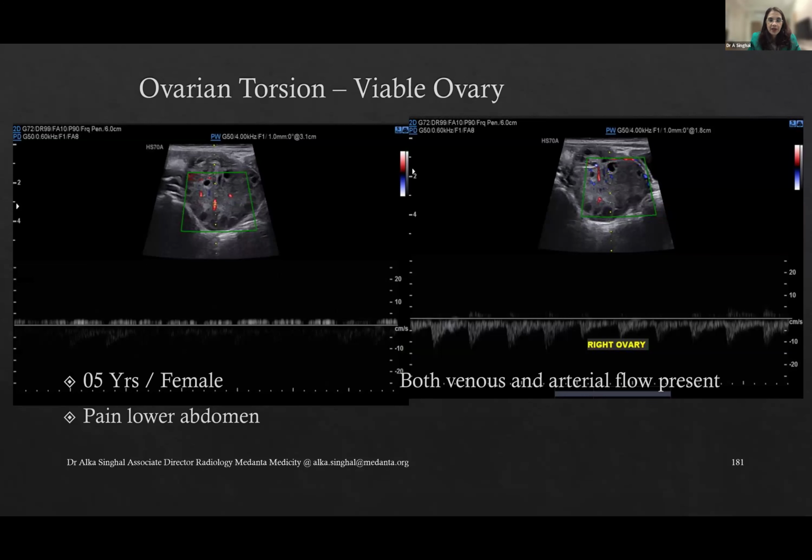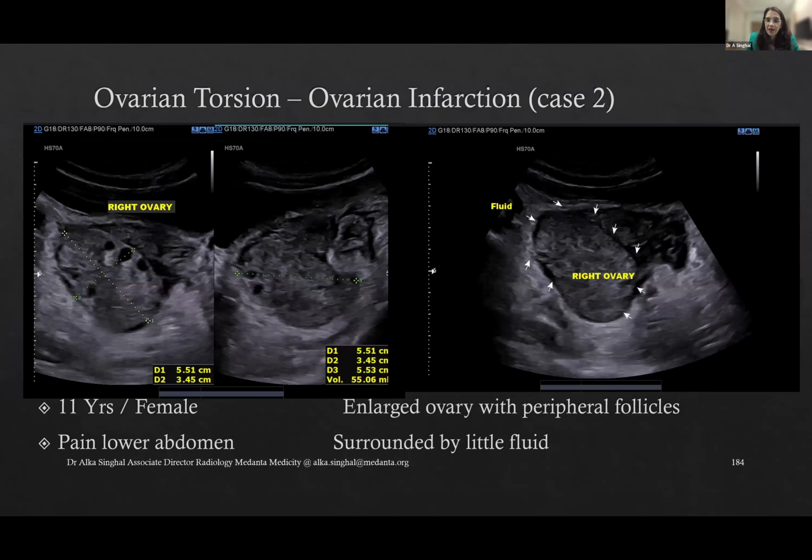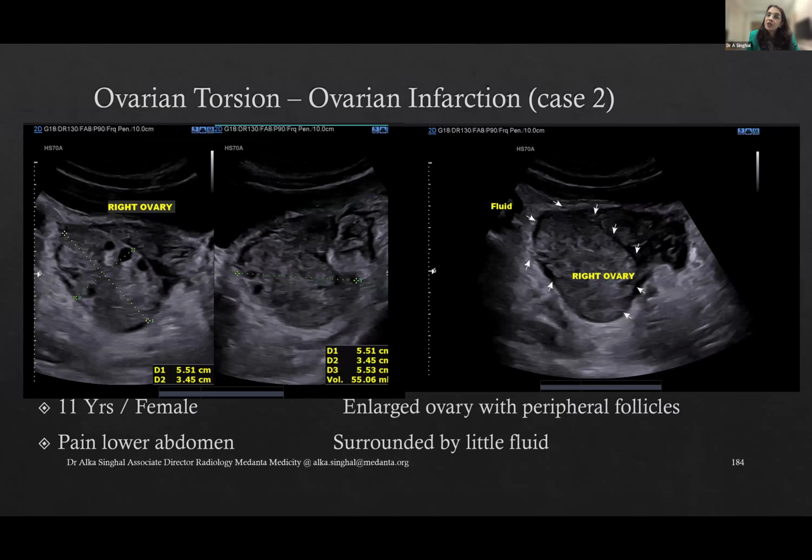And then, of course, you look at color Doppler to enhance your diagnosis in cases of ovarian torsion, where you can see the blood flow. You can quantify it, document it, and use it as follow-up. Differentiating between torsion, detorsion, and a torsed and infarcted ovary will be discussed in detail.